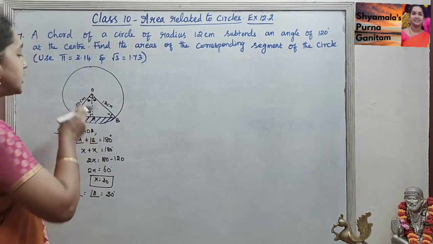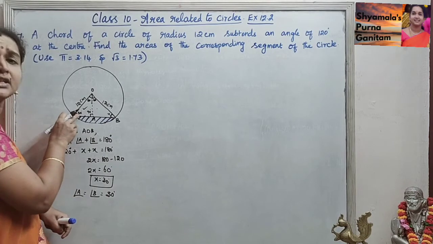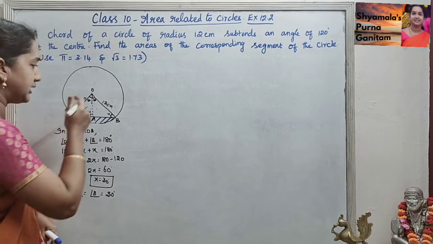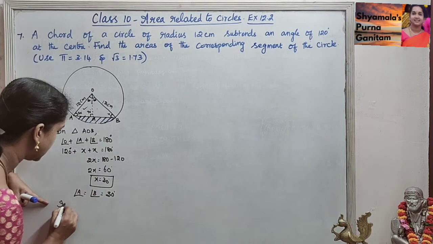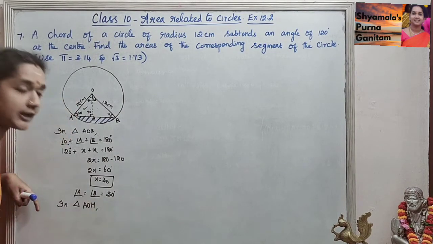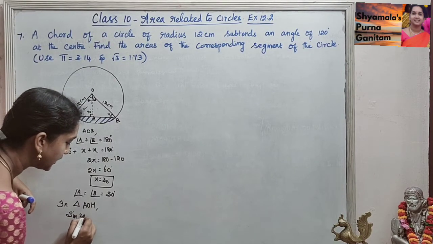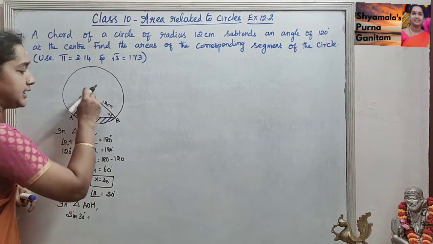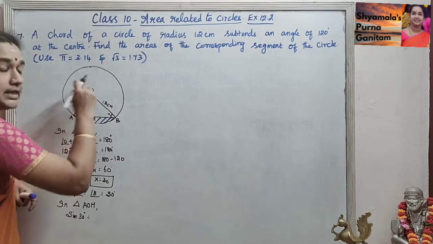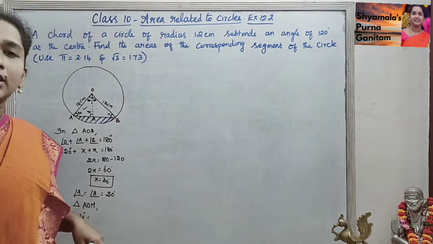Okay, so now we will use trigonometric ratios. First we will take sine 30. In triangle AOM, sine 30 is OM by AO. OM is the opposite side. We have learned trigonometric ratios already.